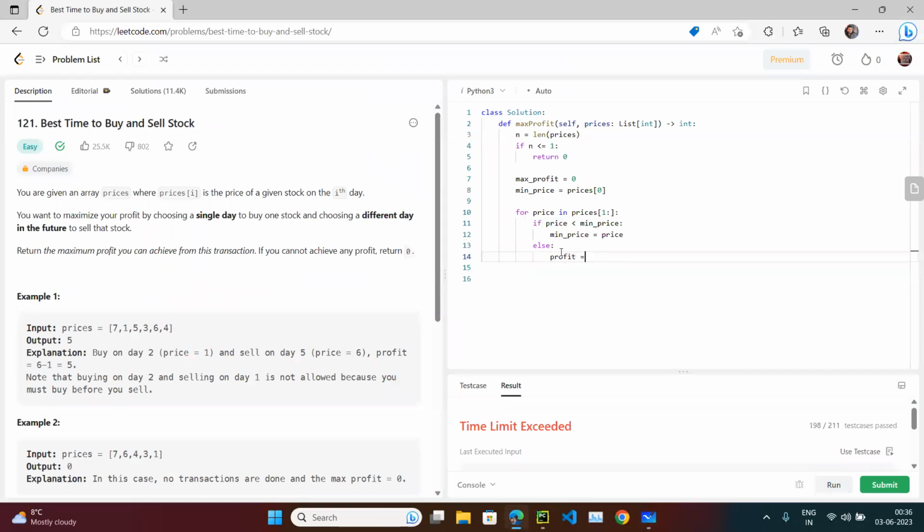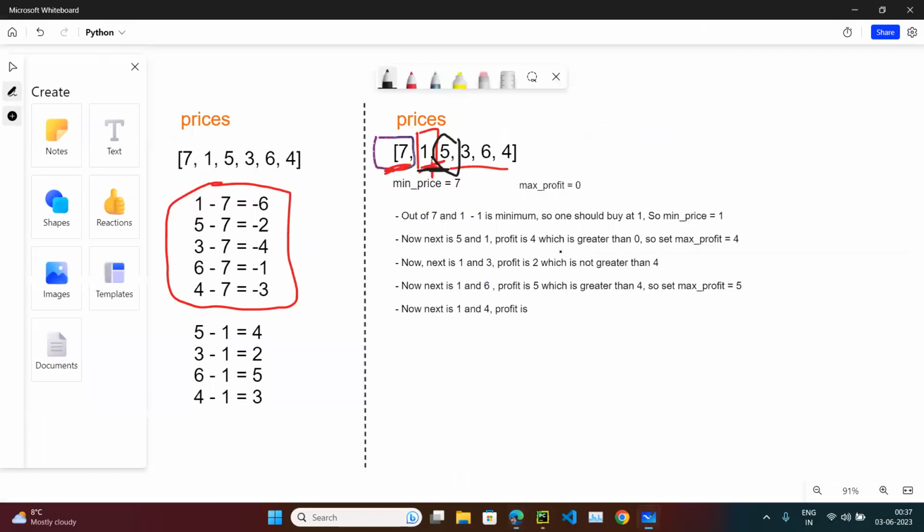So profit is equal to prices of I minus minimum price. Right now I'm going to calculate the profit. Let's calculate the profit because the next is the biggest element. So let's calculate the profit.